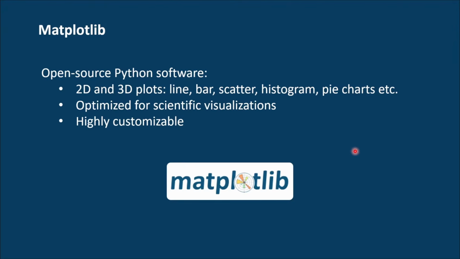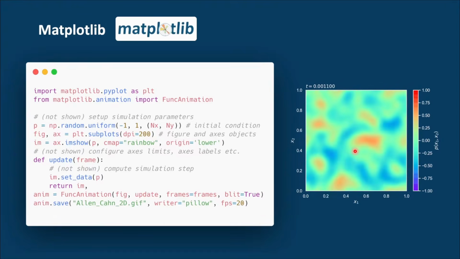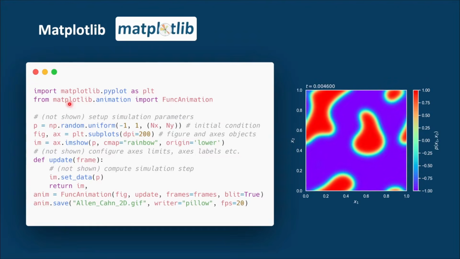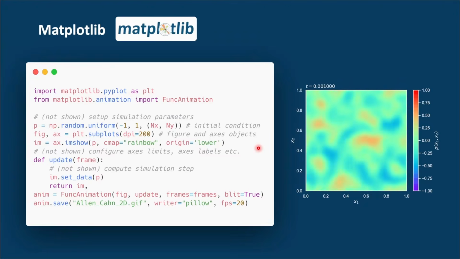It works in 2D and 3D, and it's very highly customizable. So this is usually the choice that you use when you do scientific visualizations. And this tool can also be used to make animations. So for this, you can import the animation tool in Matplotlib, as you see here. And then here you can see one example of such an animation.